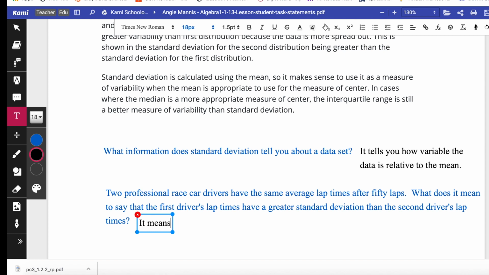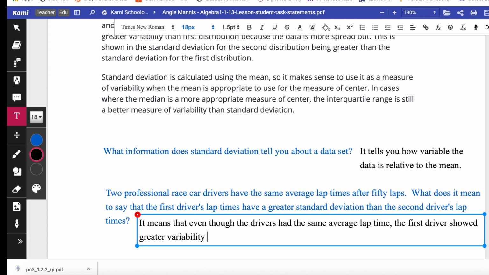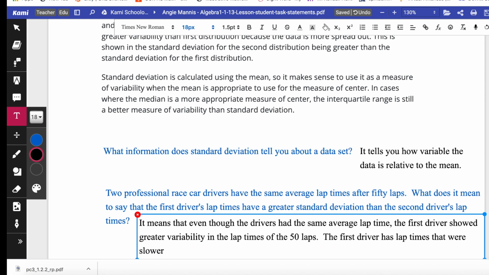It means that even though the drivers had the same average lap time, the first driver showed greater variability because the standard deviation was higher. So greater variability in the lap times of the 50 laps. The first driver has lap times that were slower and faster and less clustered near the mean than the second driver.